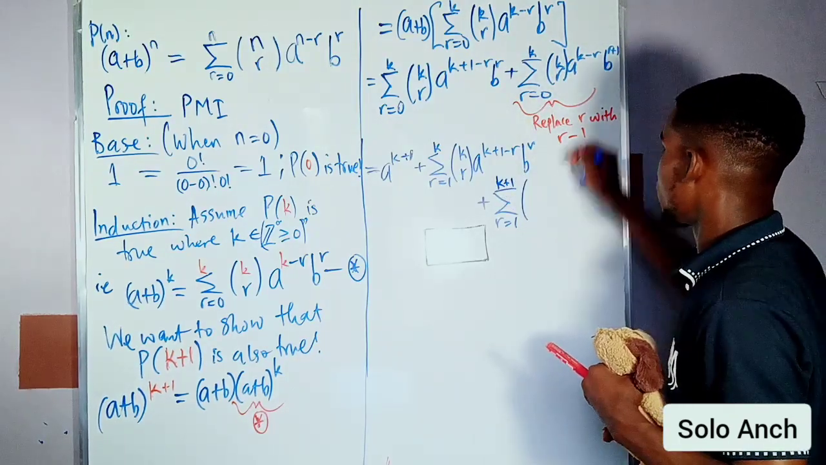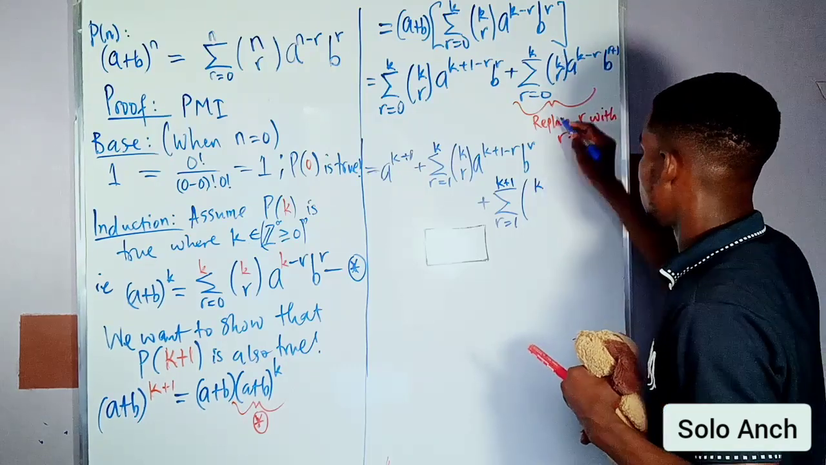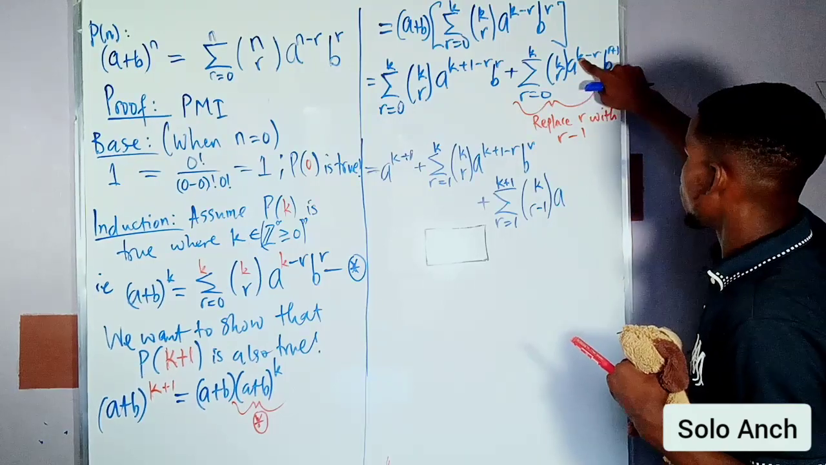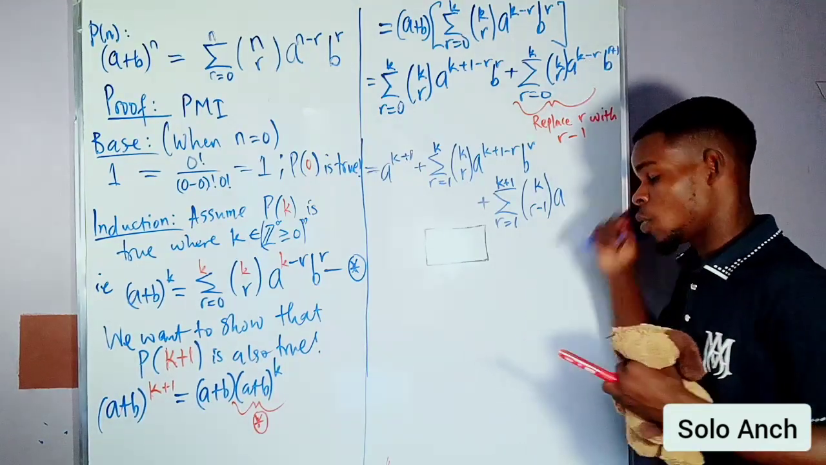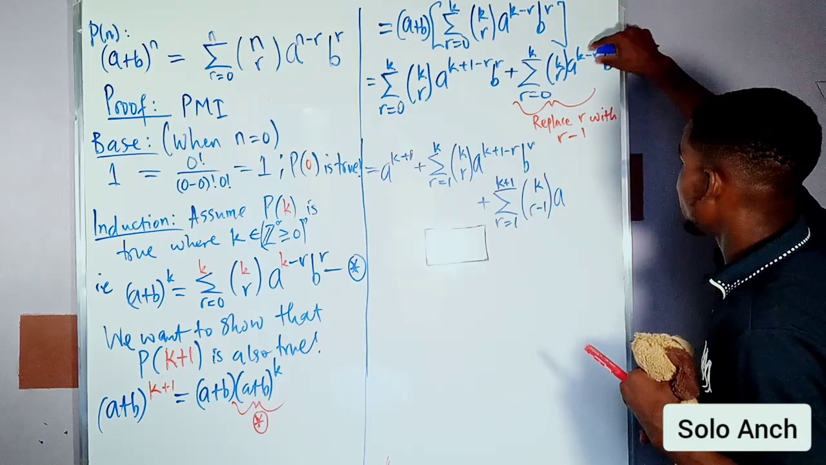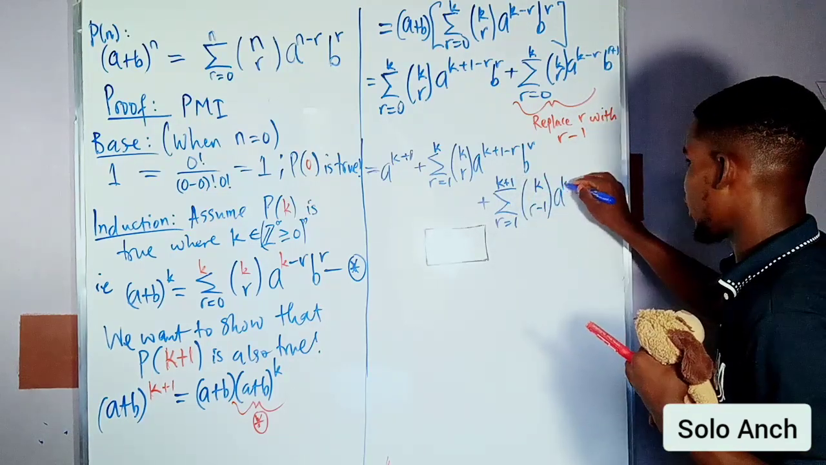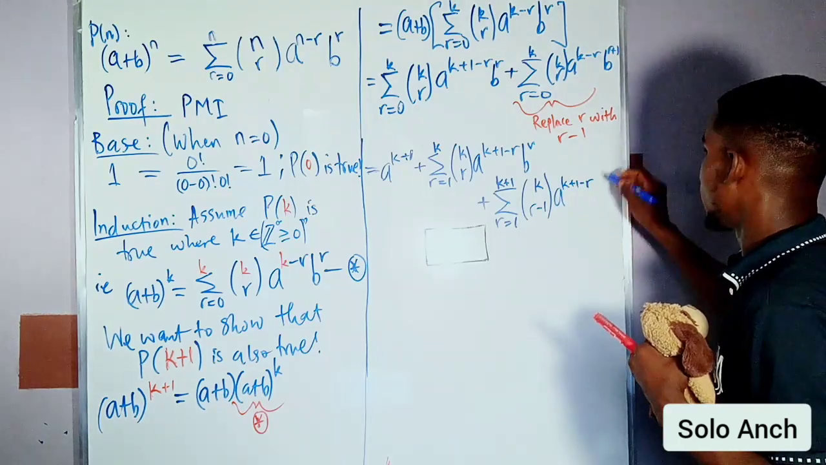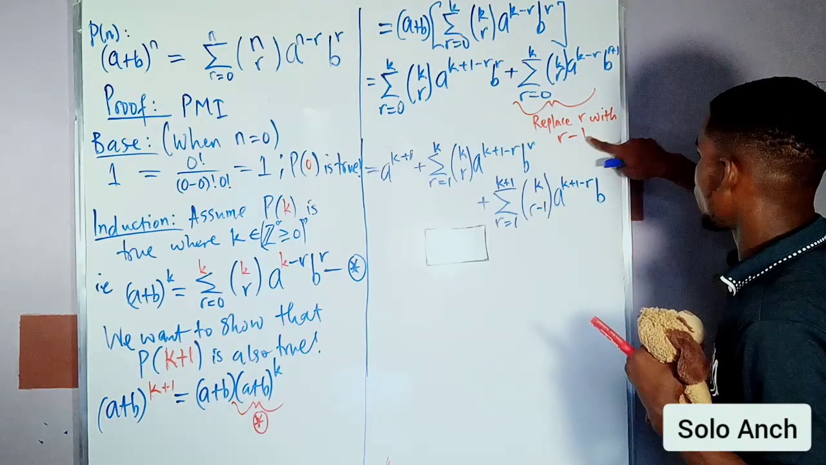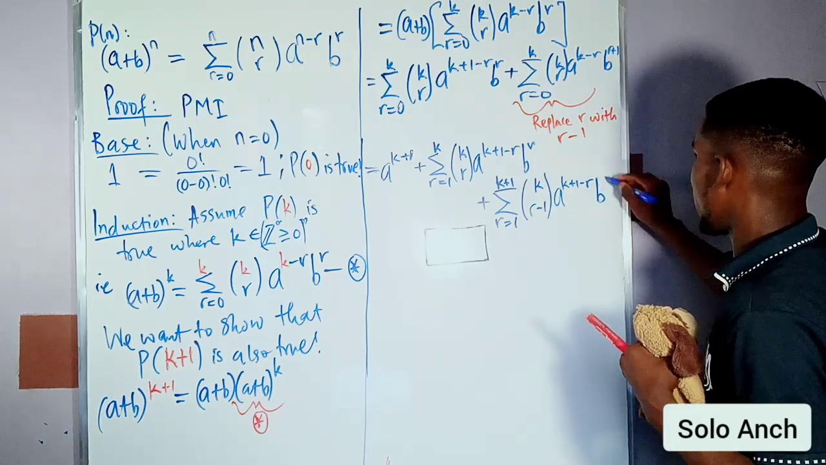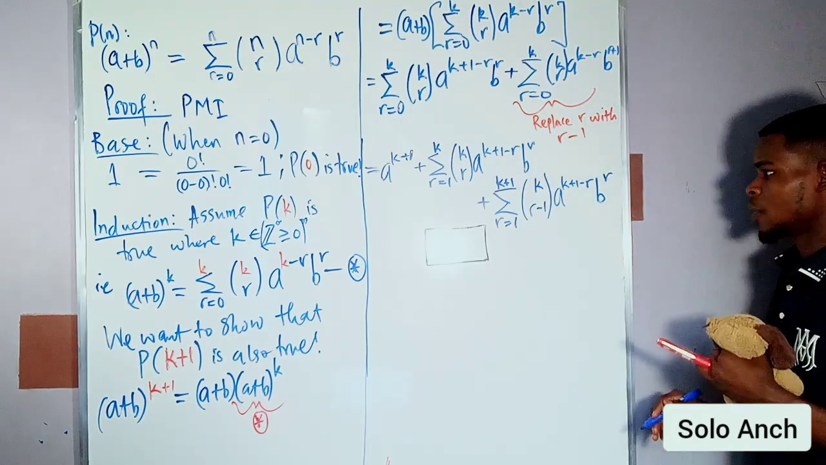Okay, then this is going to be, well, replace r, this is k, r is r minus 1. That's what you replace. A raised to the power of k minus r. So replacing r with r minus 1, that will be k minus r minus 1. That will be k minus r plus 1. So maybe I can rewrite it as k plus 1 minus r. Then b raised to the power of r plus 1. R is replaced with r minus 1. That will be r here. That's very nice, isn't it?